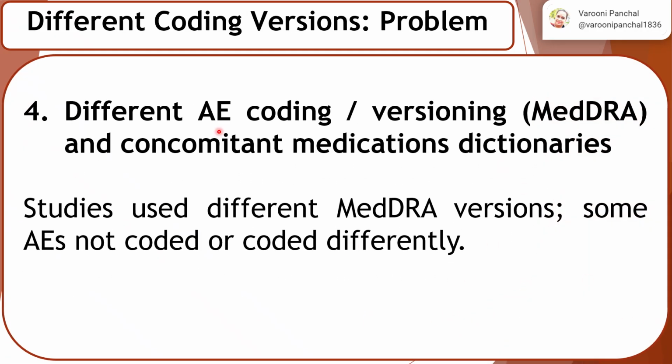Now the problem here is having different coding versions. Different AE coding, versioning, MedDRA and concomitant medication dictionaries. Since we have 12 different studies, it's quite possible they will not be using the same MedDRA versions. Some studies were conducted 5 years before or 2 years before, and the MedDRA version numbers keep changing. Say for example, you have Microsoft Office. The versions keep changing, the technology keeps changing as time passes, right?